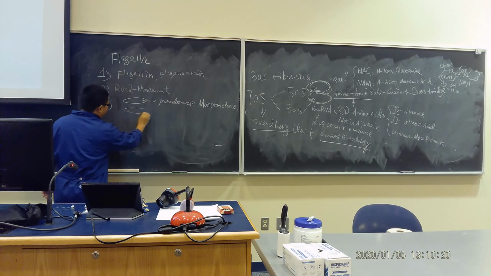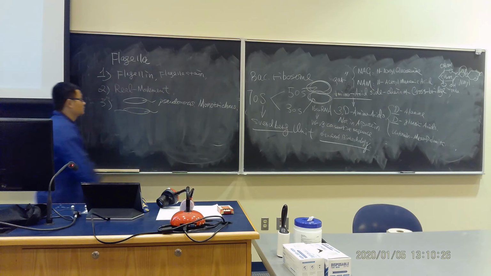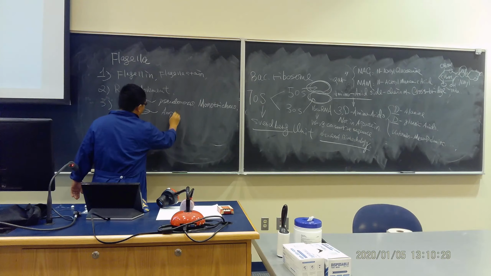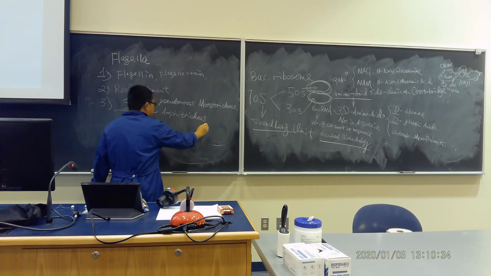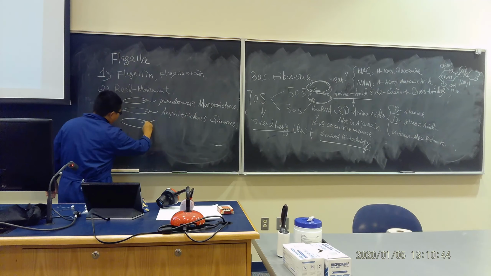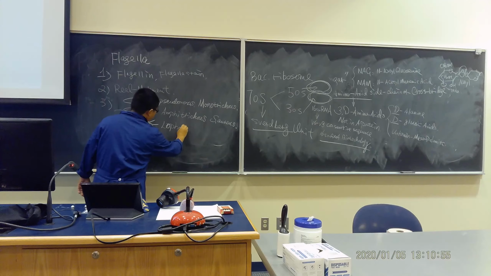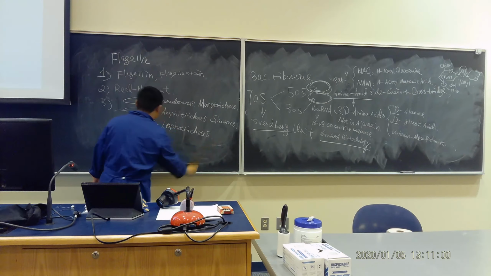Second category, you have bacteria with flagella on the two ends, called amphitrichous. For example, Staphylococcus aureus. Then you have some bacteria that have flagella in a tuft on one end, lophotrichous. I don't know a good example, maybe Vibrio, maybe.